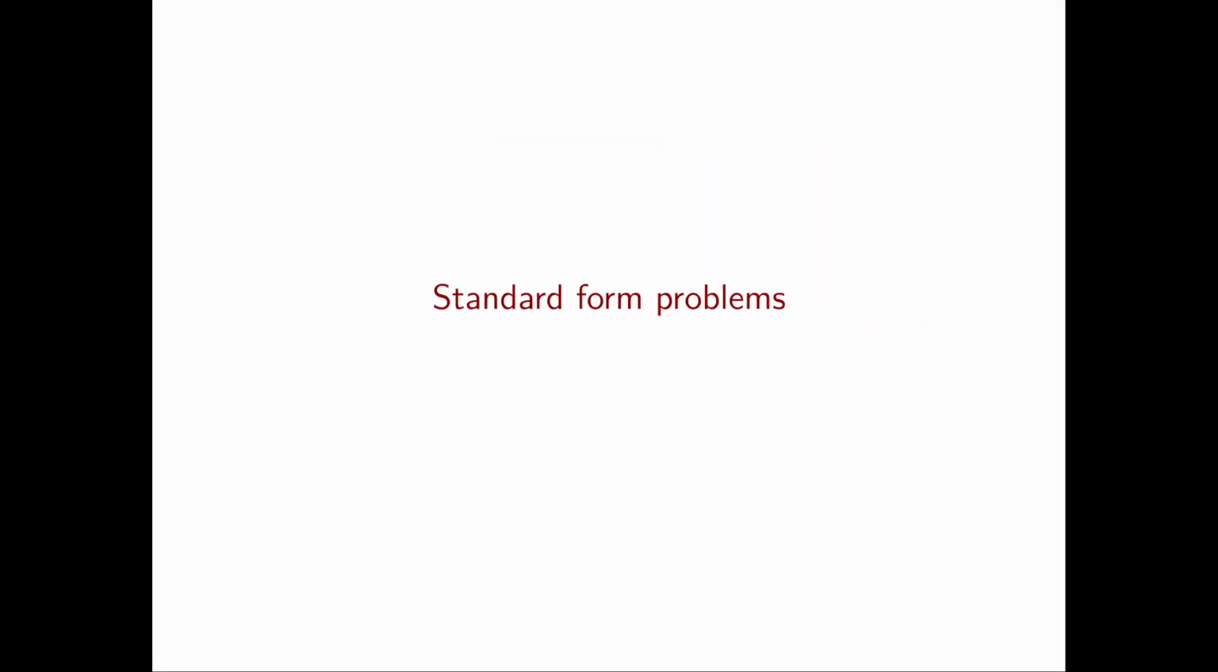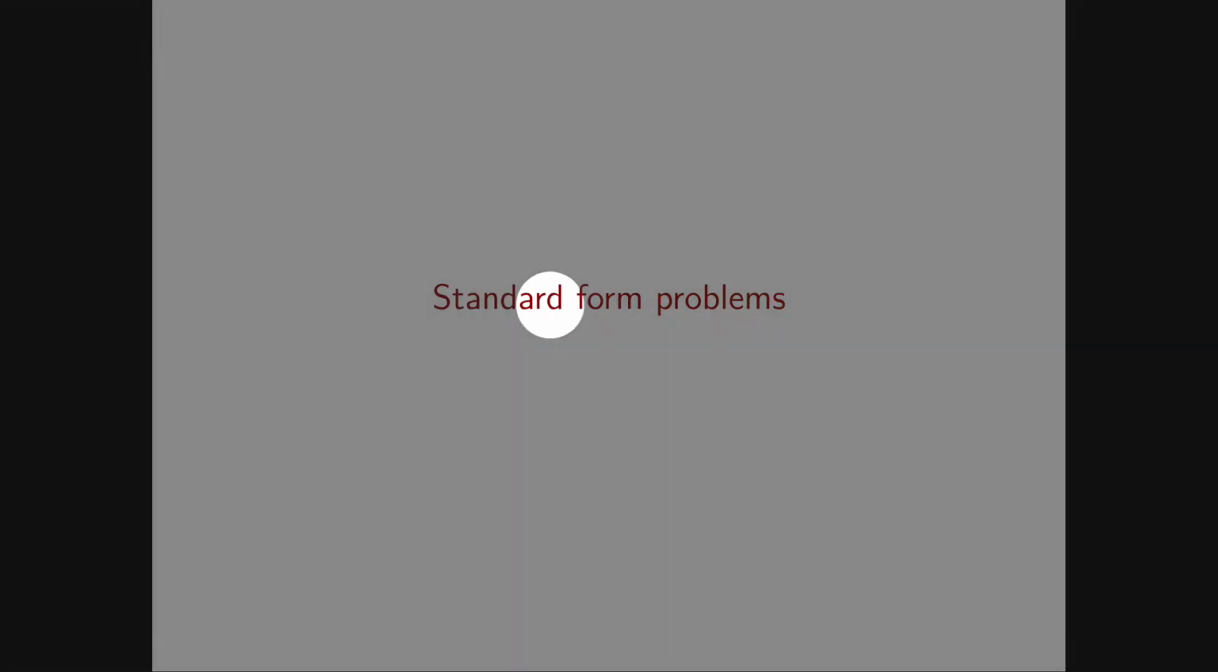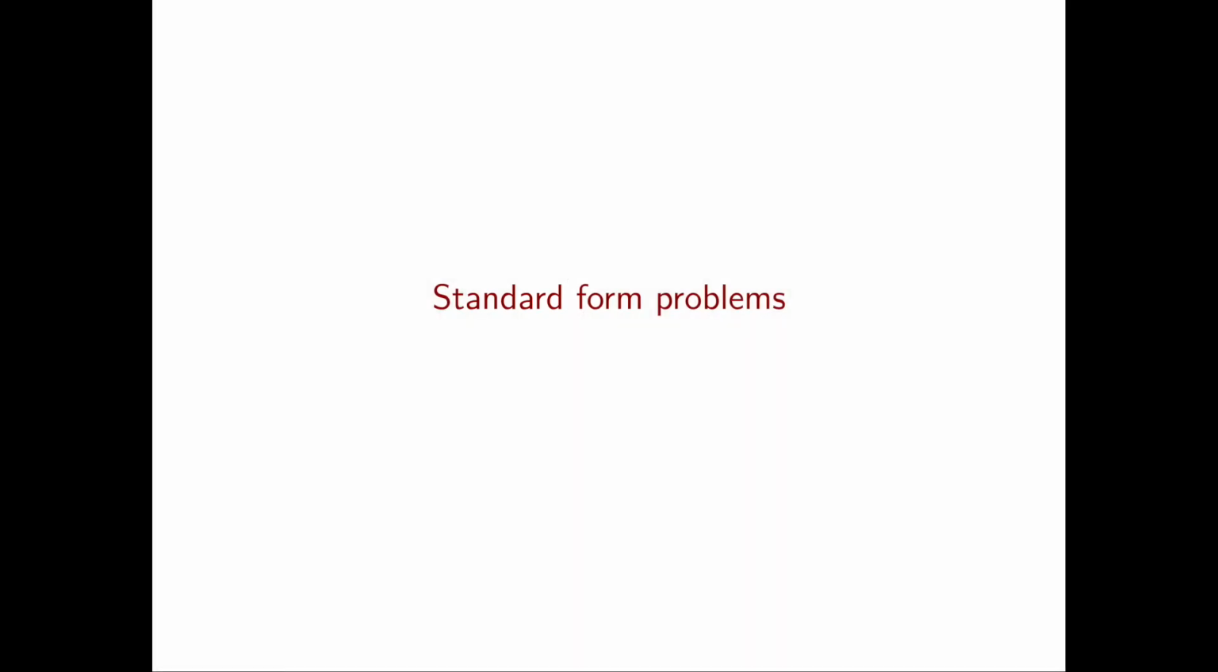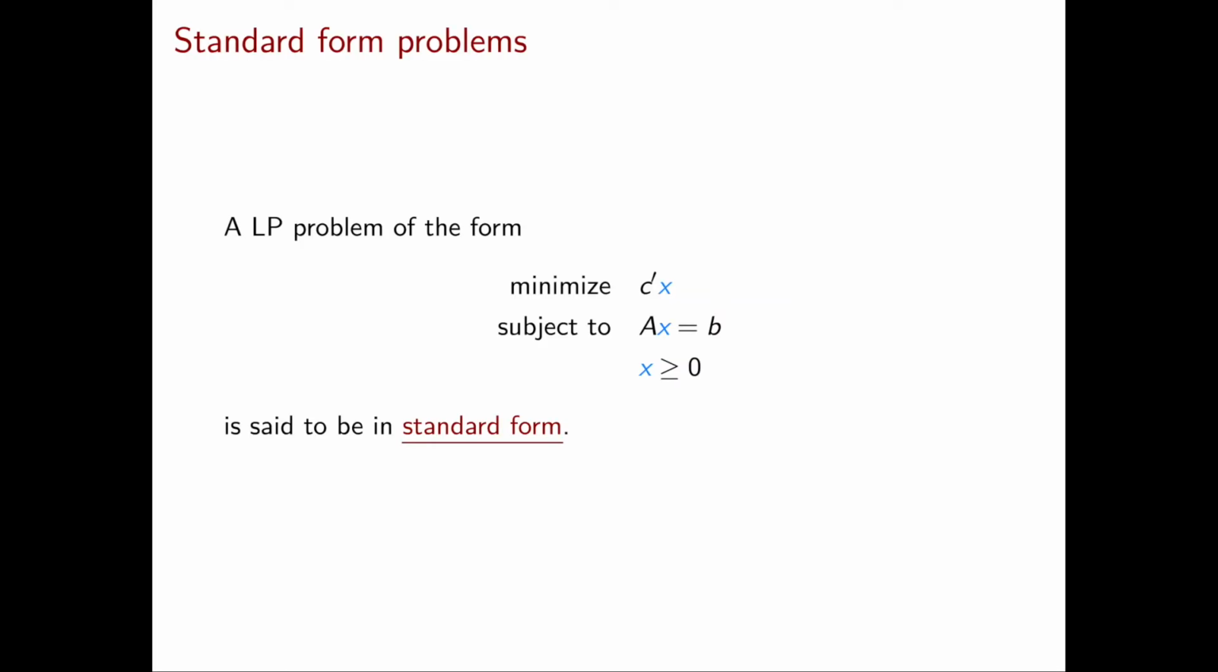So far, we have defined a general form linear programming problem, and then we have seen how it can be written in a simpler form with only inequalities of the type greater than or equal to. Next, we're going to focus on a different form of linear programming problem, which is called the standard form, and this form will be crucial throughout this course. So let's give immediately the definition. A standard form linear programming problem is a problem like this one.